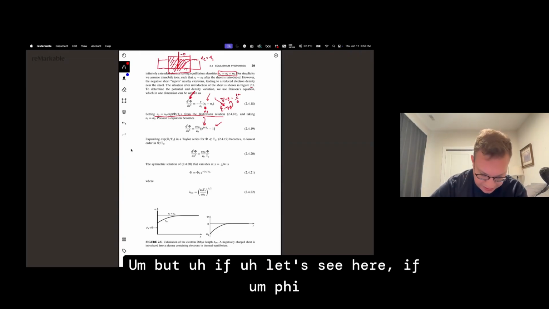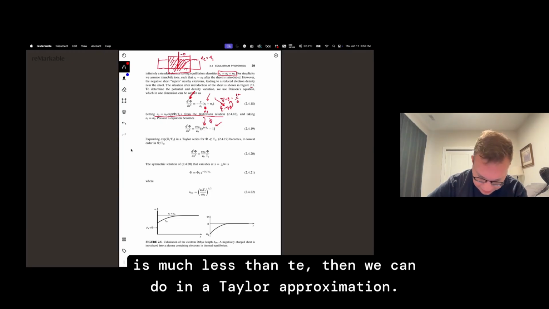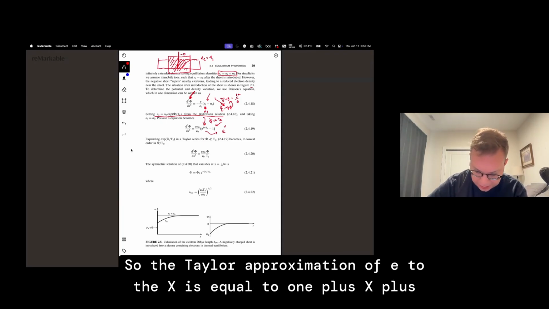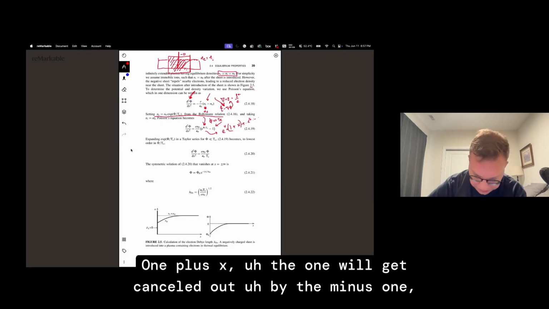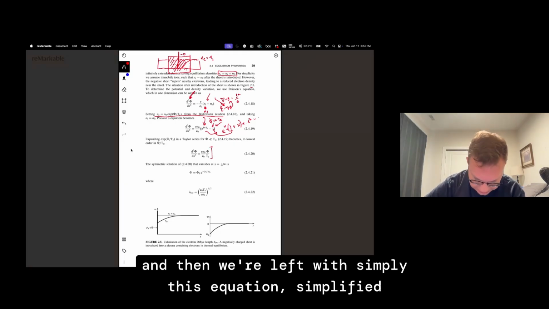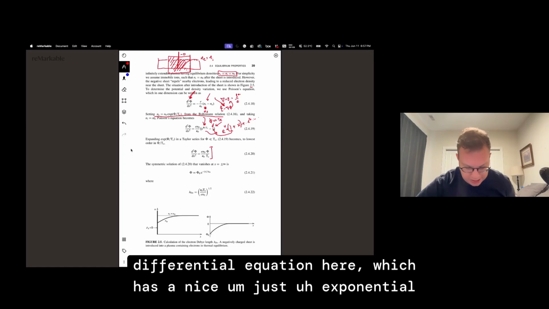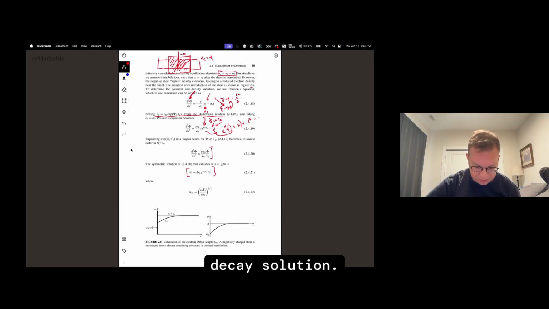But if phi is much less than Te, then we can do a Taylor approximation. The Taylor approximation of e to the x is equal to 1 plus x plus x squared over 2, and so on and so forth. We just take the first two terms, 1 plus x. The 1 will get canceled out by the minus 1, and then we're left with simply this simplified differential equation here, which has a nice exponential decay solution.